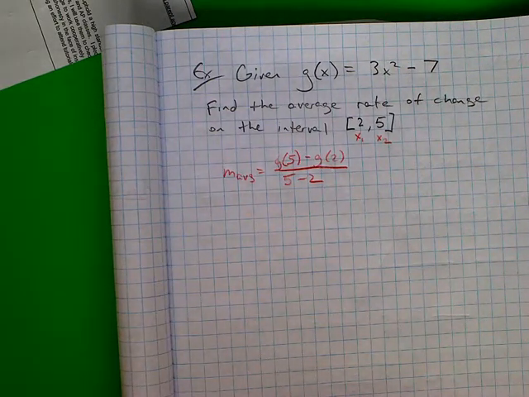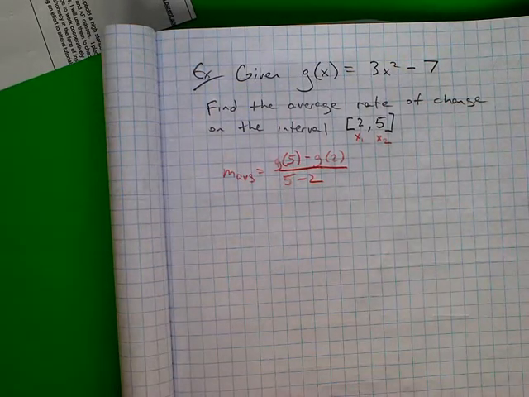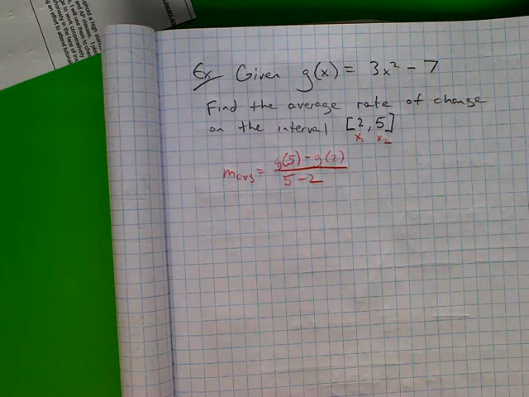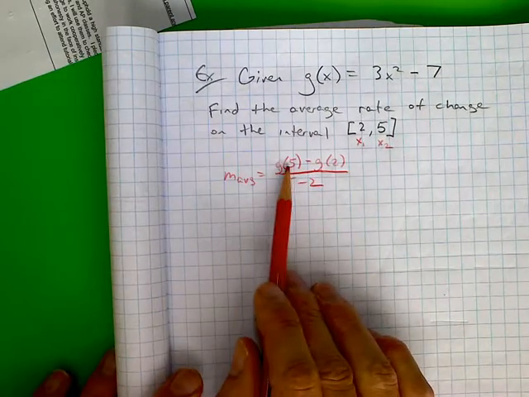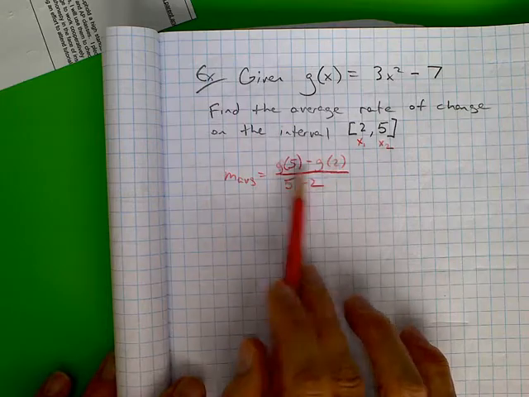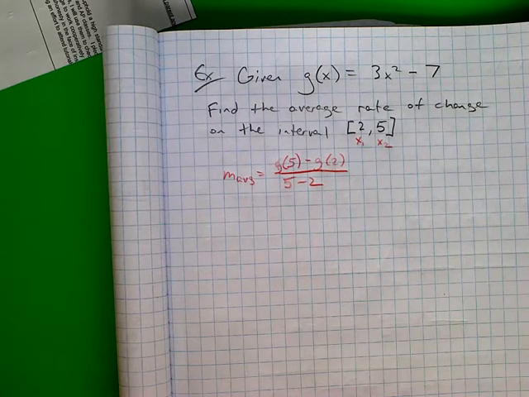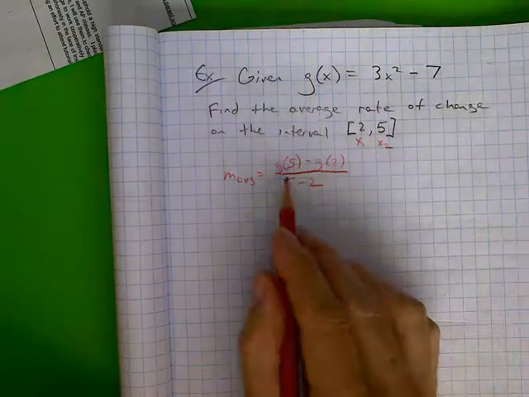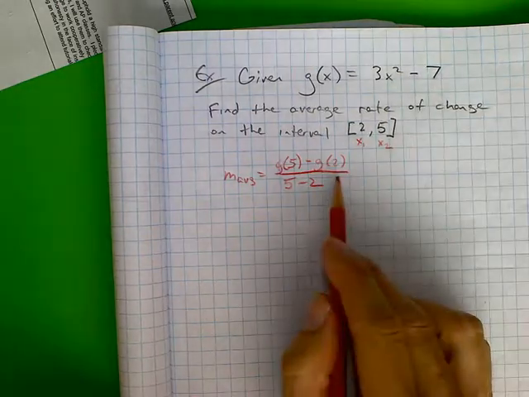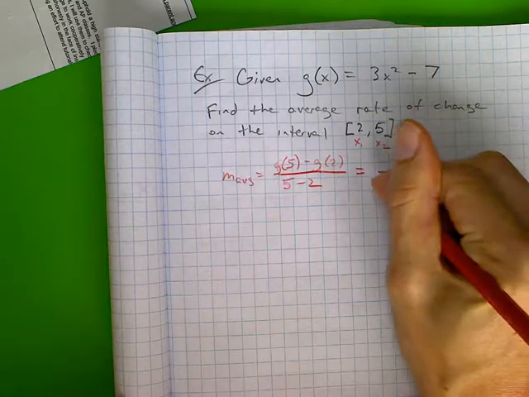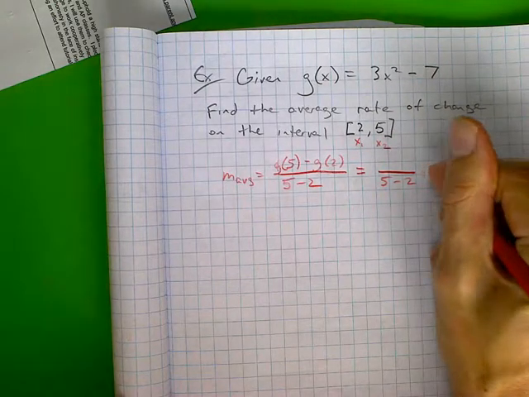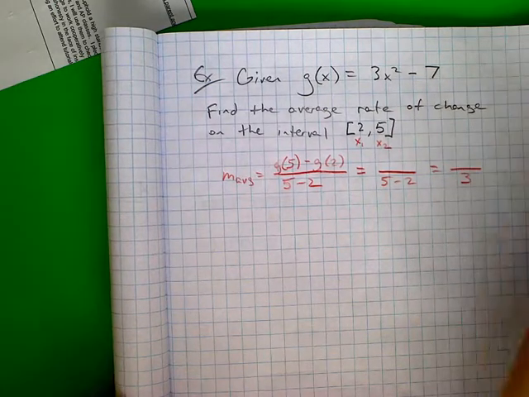Now, to be able to simplify this, of course the bottom, that would give me 3, but what would be on top? Would that be g of 3? What do I need to do first? Yeah, I need to take this 5, plug it into the equation, take this 2, plug it into the equation, and that's going to give us our values on the top. So I know I've got 5 minus 2 on the bottom, which is going to be 3.